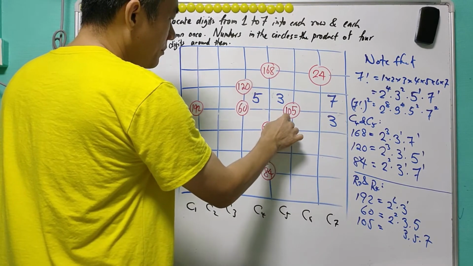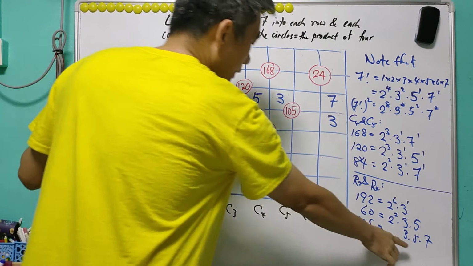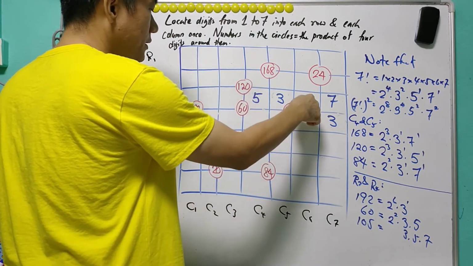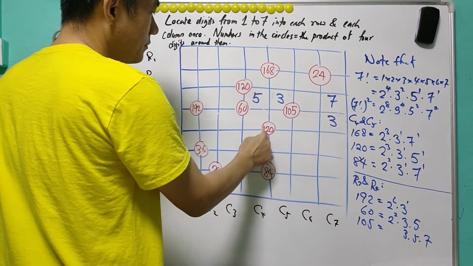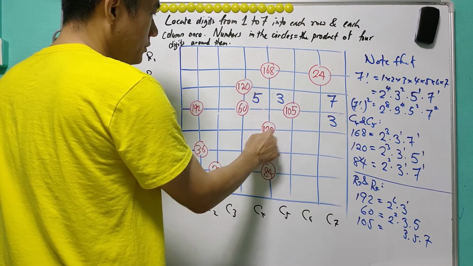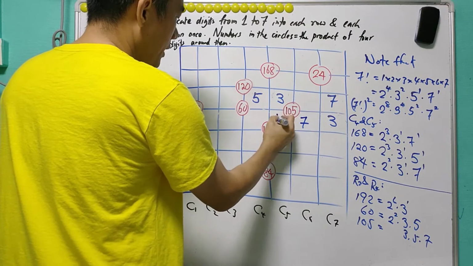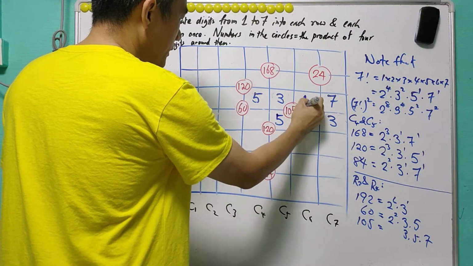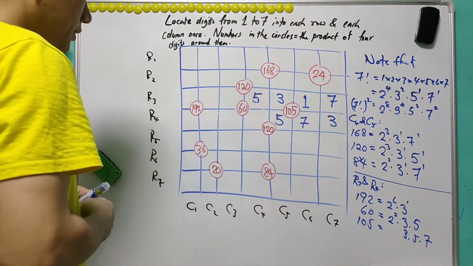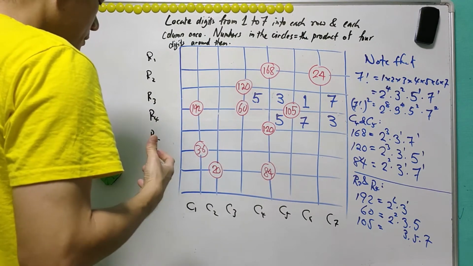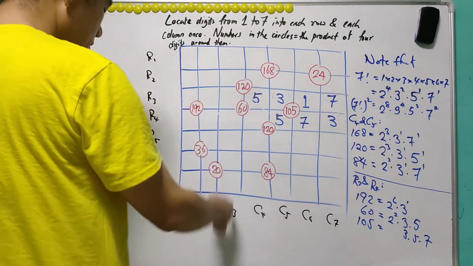Now consider the number 105. It has a factor of 7. 7 cannot be here because 7 is not a factor of 120. So 7 must be here. 5 cannot be there, and 5 must be here. And 1 should be here. Now we should consider placing the number 7 in C3 and C1.